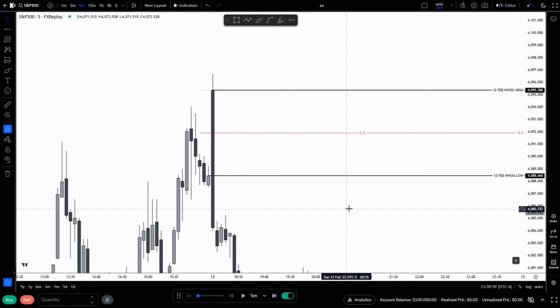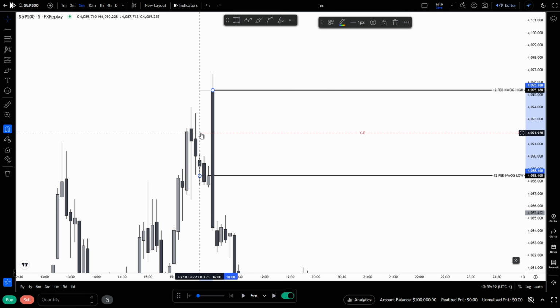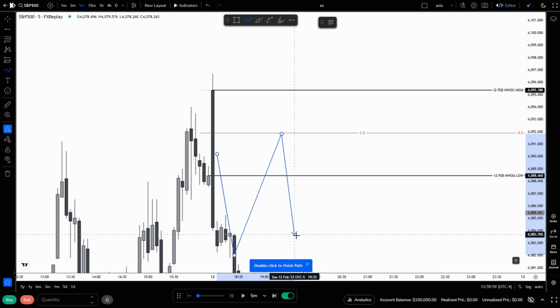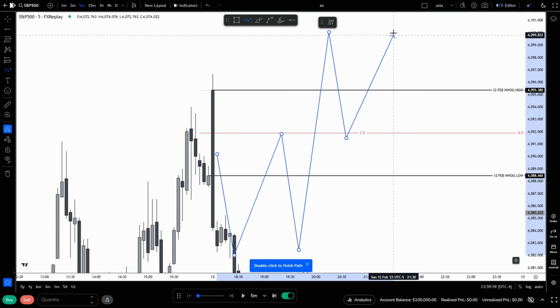Now, the reason I use the ICT new week opening gap is because it gives me a sense of large fund fair value. What that means is the market will generally move around these levels, sometimes moving away from them, sometimes pulling back into them, but consistently referencing them as areas of value.